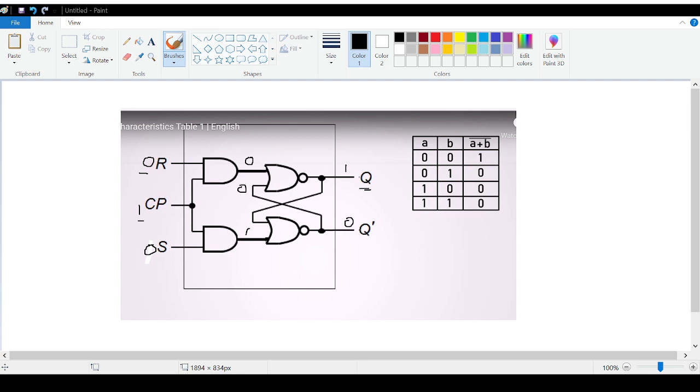Will it be 0? Let's see. What happens if S and R are 0? It was no change, if you remember. If I put 0 0, then there should be no change. So 0 and 0 will be 0 here, and 0 and 0 will be 0 here. But here Q was 1. So if one of the inputs is 1, my output will be 0, and 0 will go over here, 0 NOR 0 will be 1. So the output will not be 0, it will remain as 1. How did you get 1? How did you get 0 here?